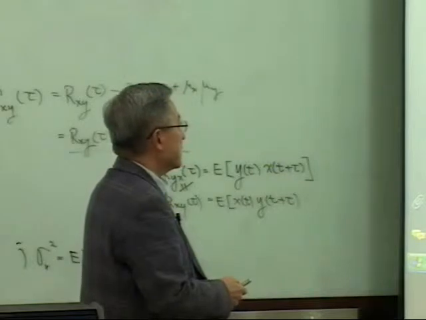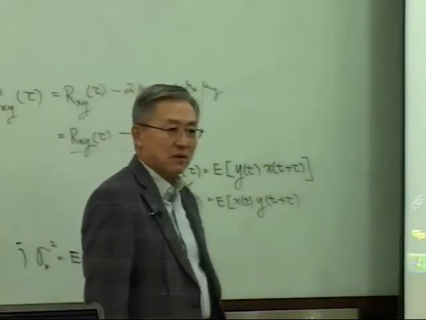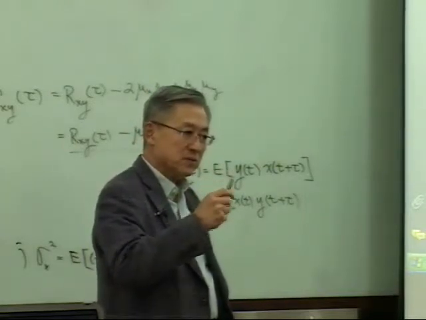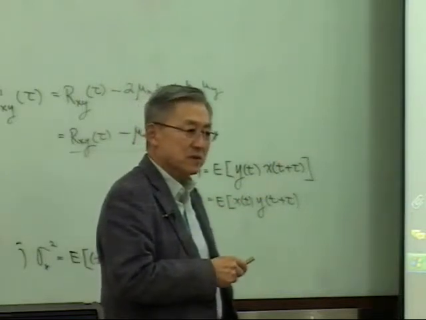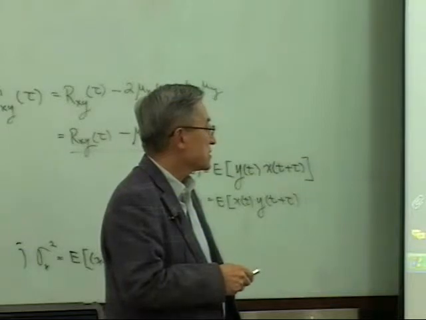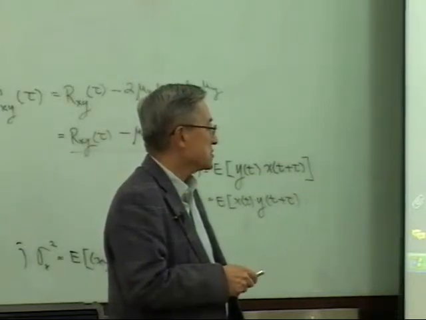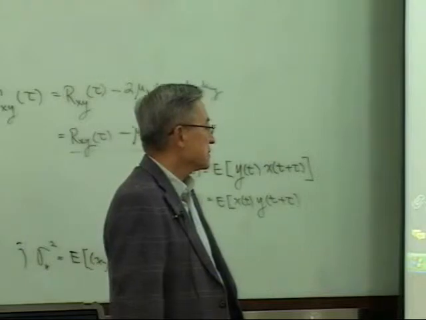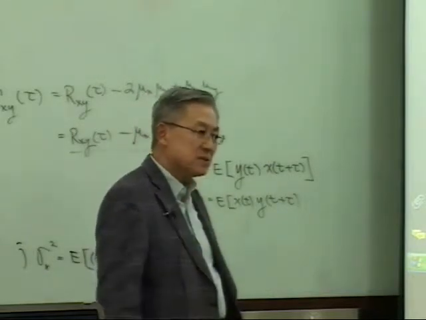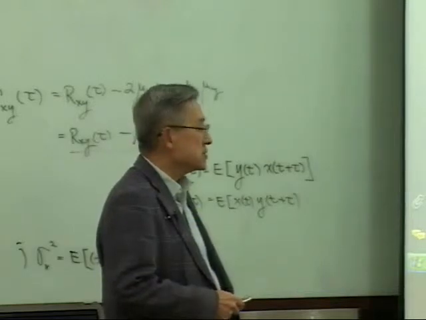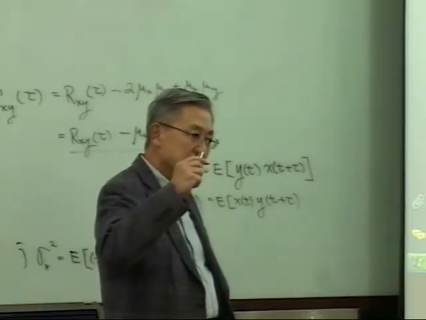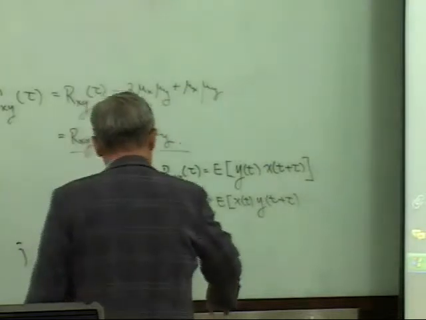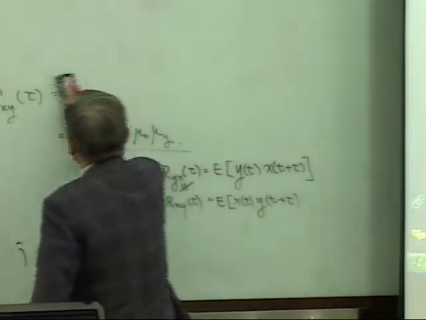Third property, Rxx(0), tau is 0, which is E of x square(t), right? Which is what do you call this? Mean square value. Mean square value is psi x square, you usually call, is equal to the sigma x square plus mu x square. Can you visualize it? How this is equal to this? Anybody cannot visualize it? Visualize it. Don't memorize it, just visualize it.